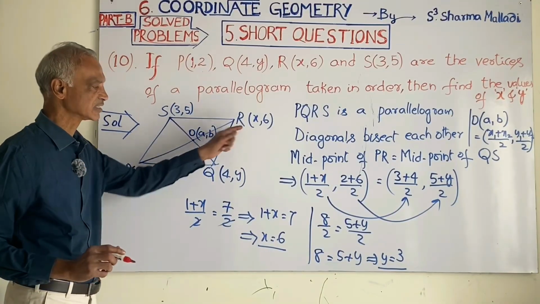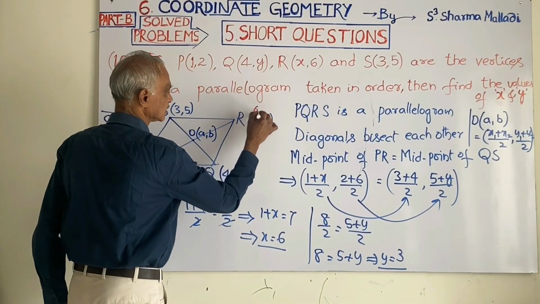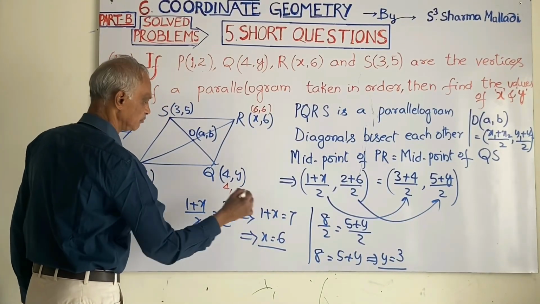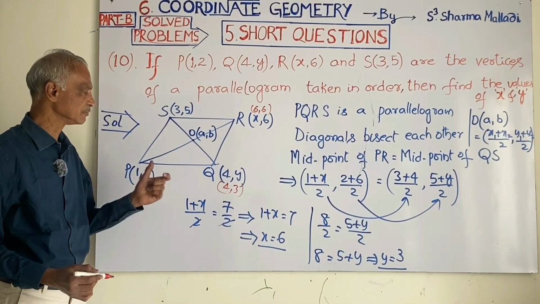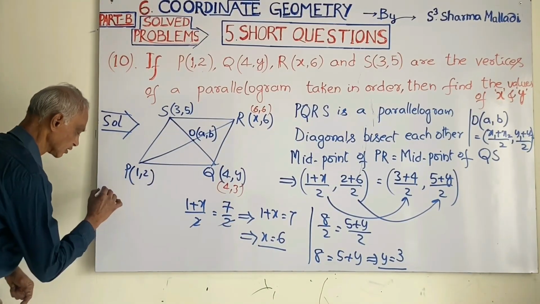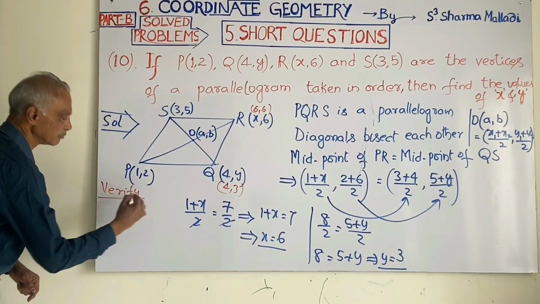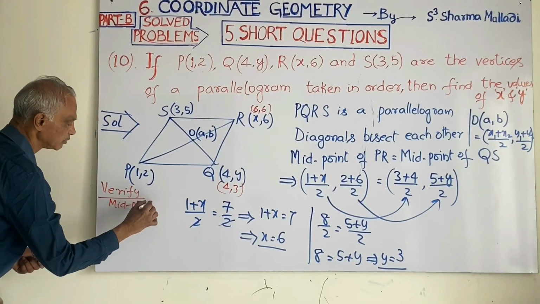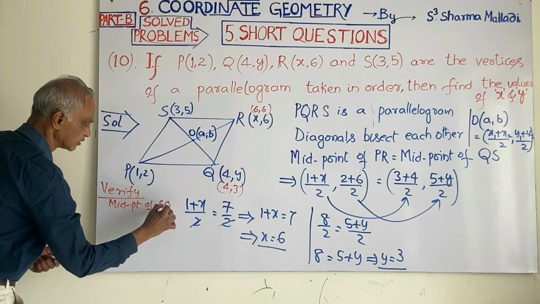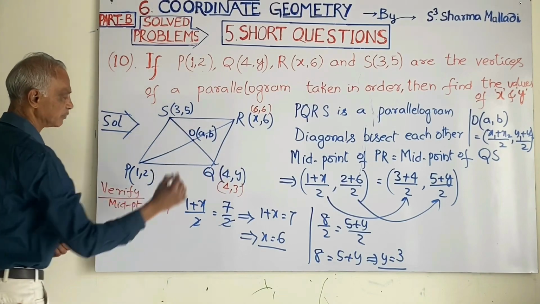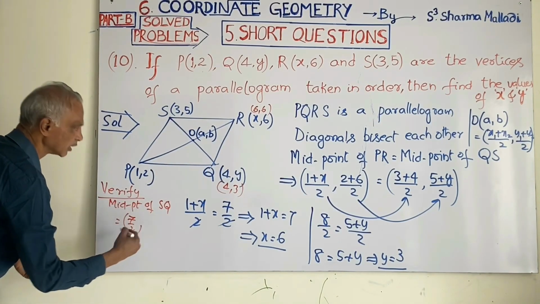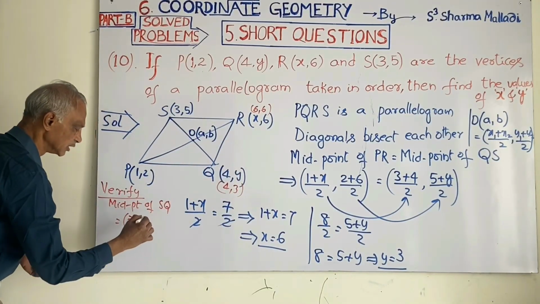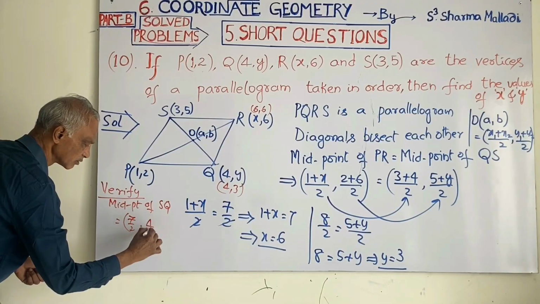Now what are the values of x and y? x is equal to 6 and y is 3. You can verify whether the midpoints are equal or not. The midpoint of SQ is (4 plus 3) by 2, which is 7 by 2, comma y. The value of y is 3, so (3 plus 5) by 2, 8 by 2, means 4.